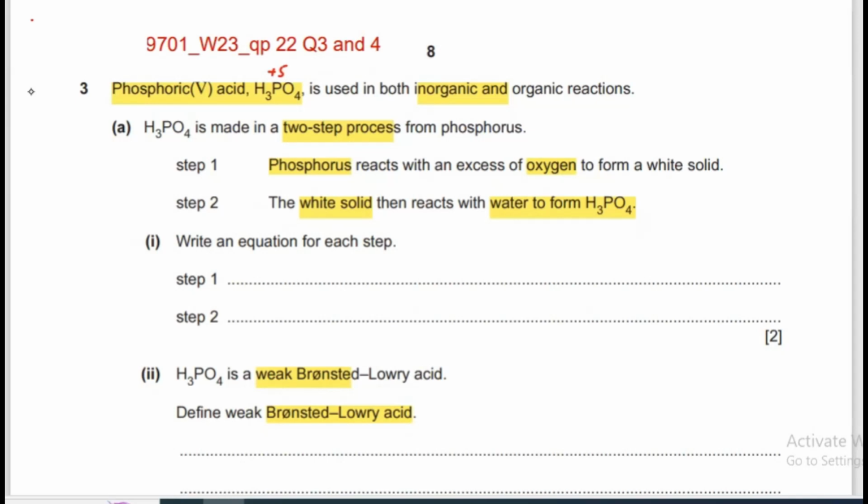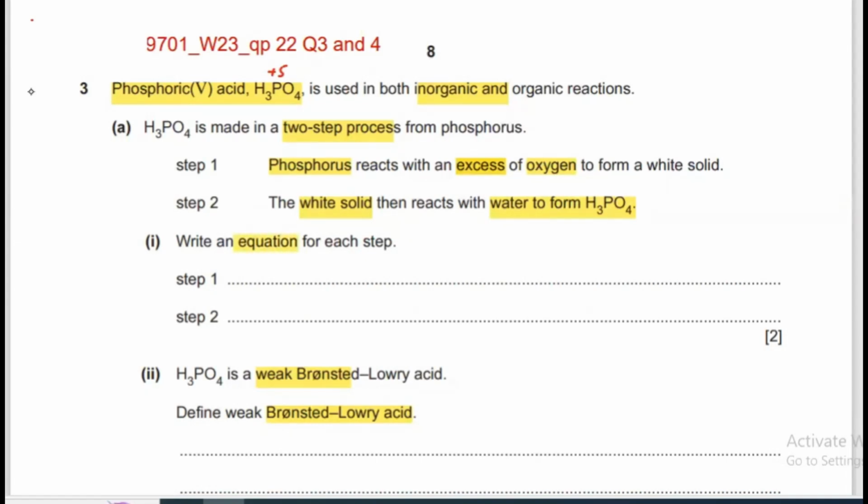Step one is that phosphorus reacts with an excess of oxygen. So this is the important point, that you have the excess oxygen. So you have to make the compound with the maximum oxidation state of phosphorus, to form a white solid. The white solid, which is formed as a reaction of phosphorus and oxygen, further reacts with water to form H3PO4. So write an equation. You have to write down the equations of both these steps.